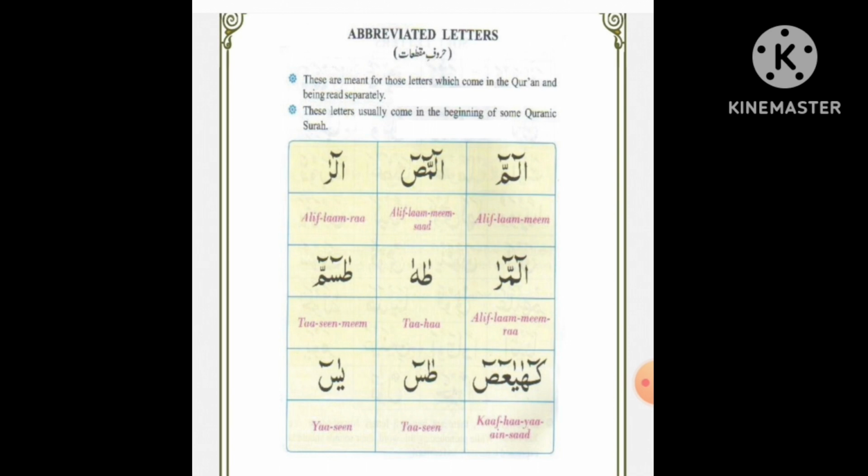Lam. And then meme. Why are you dragging the me? Because meme ya zer is me. Meme vertical zer is me. So you have to drag that. That is why I was focusing more on the long vowel sounds.